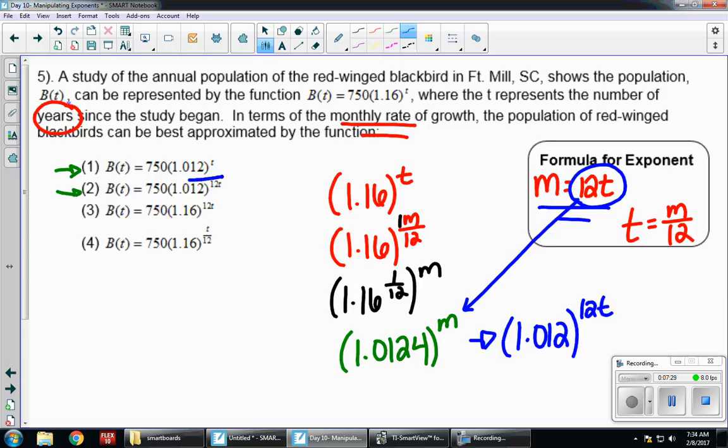This question had 2 different substitutions for your exponents. First, I replaced t with m over 12, and then at the end, because my answer choices didn't match, I replaced m with 12t. So this is how you manipulate exponents in order to write from yearly to weekly or yearly to monthly.